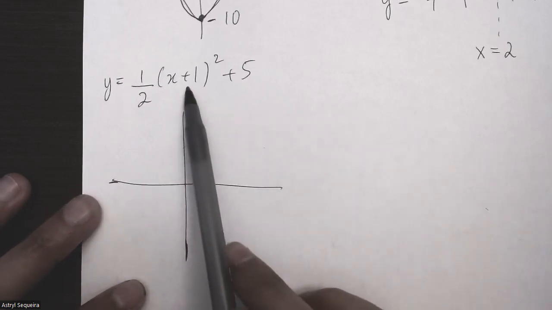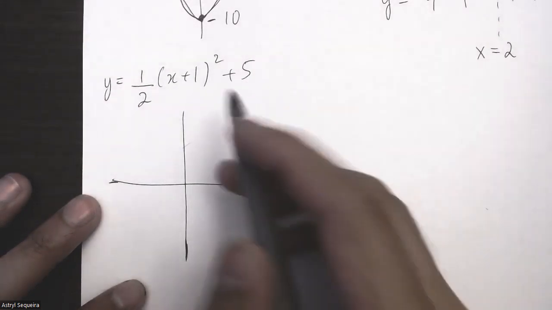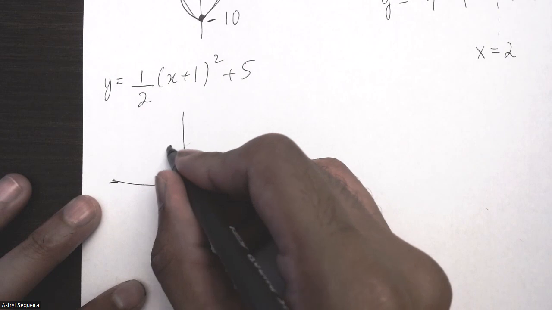Let's take a look at the vertex. The x value of the vertex is -1. The y value is +5, so somewhere approximately here.